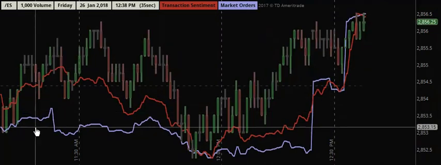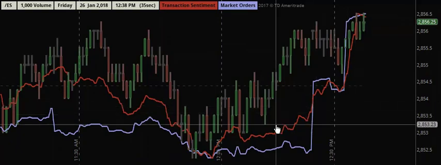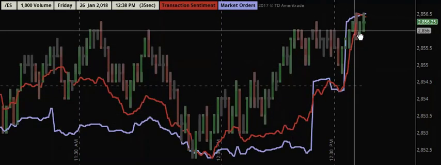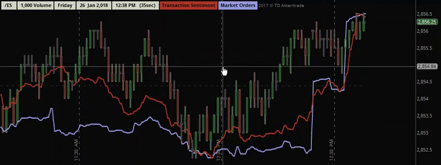So the expectation here is that as long as these don't see a sell, these market orders are going to support the market. There's enough of them with enough equity to give us a little bit of support here.